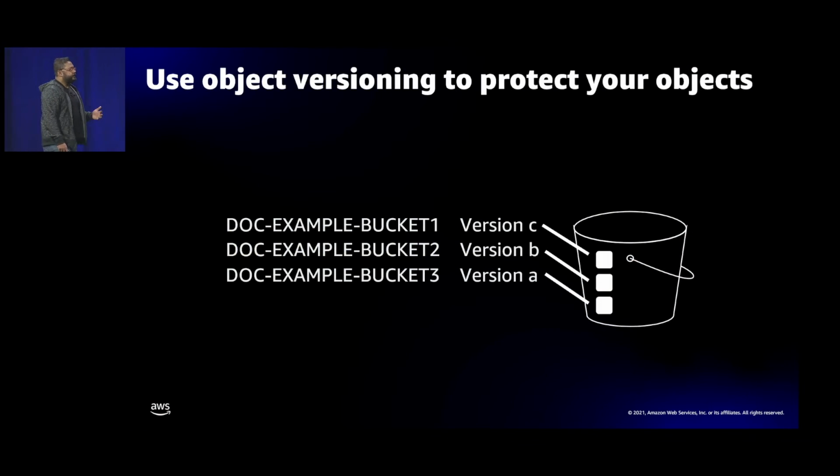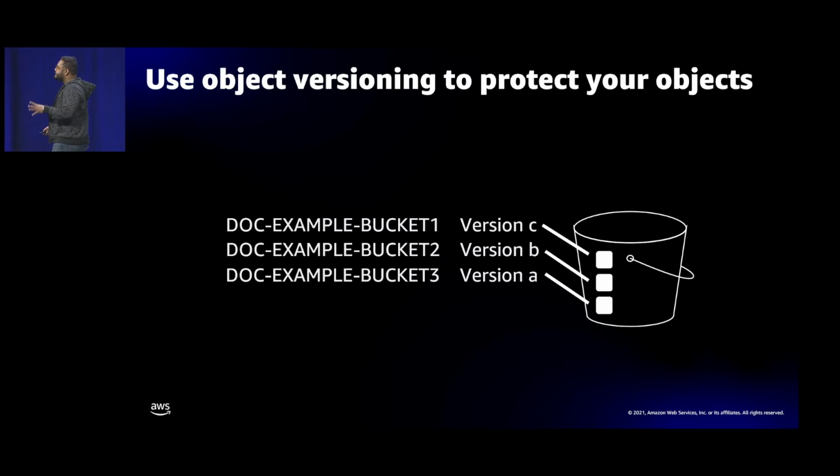S3 versioning is a bucket-level construct where you can enable versioning for your bucket. Once you have enabled versioning, it offers you protection against accidental deletes or accidental overwrites at the object level. For example, let's say I have these 3 objects in the bucket, just for simplicity, and I delete one of those objects by mistake. I issued a delete API call without the version ID.